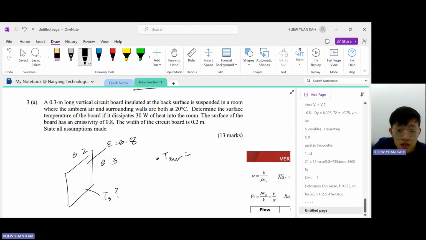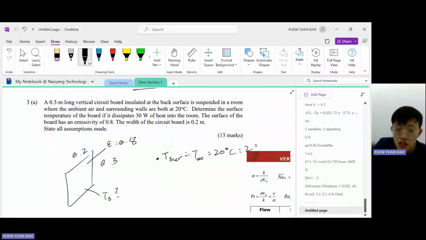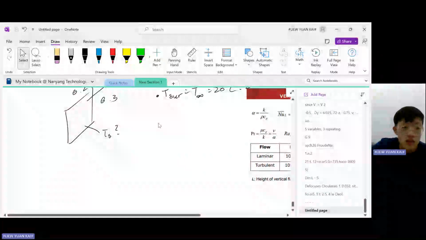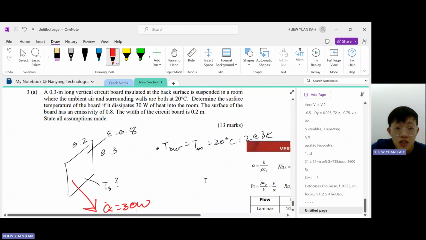Surrounding is equal to the ambient temperature, which is equal to 20 degrees Celsius. And I'm going to convert this to Kelvin because radiation is involved. So we know that heat is being expelled from this circuit board, Q dot, which is 30 watts. He said 30 watts.